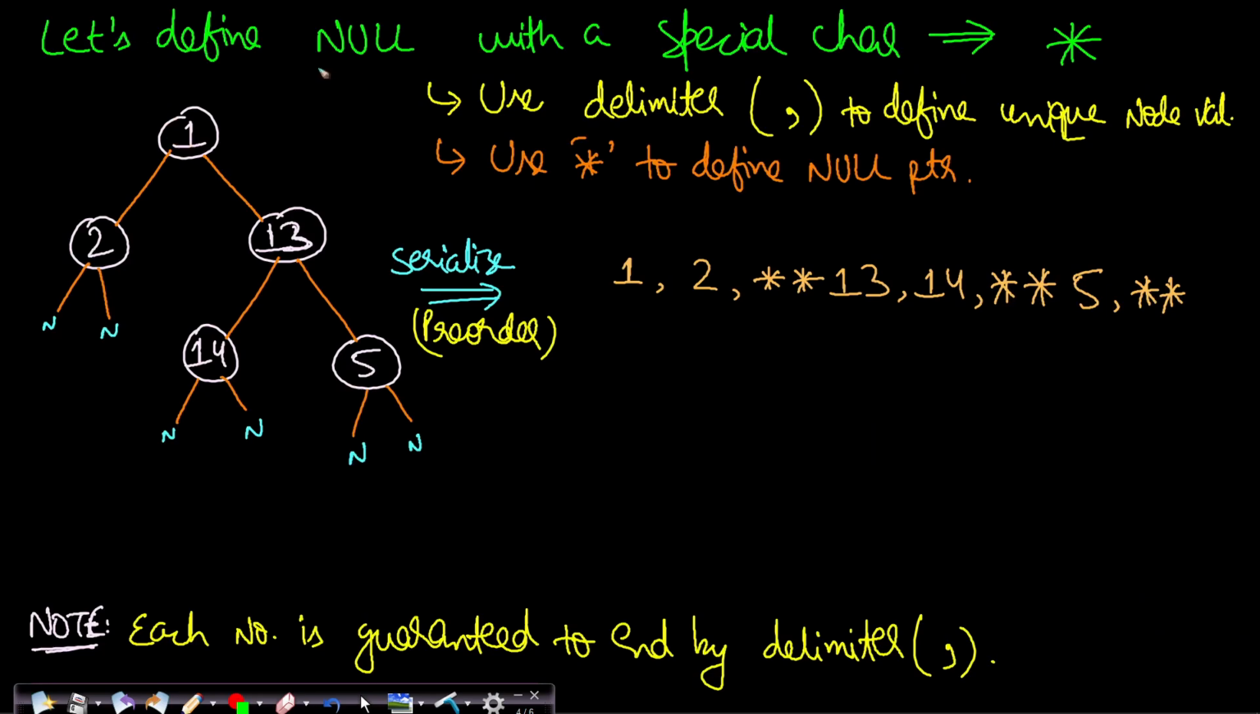So let's define null with a special character, and I will be using star as the special character in this case. Now we will use the delimiter comma just to separate out the numbers, just to separate out the unique node values. We will use a delimiter. Second thing, we are using a special character star to define all the null pointers. Okay, so if we do that and if we follow the pre-order on this entire tree, so let's try to do the pre-order.